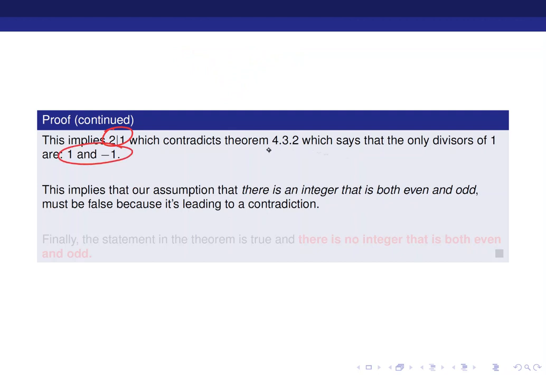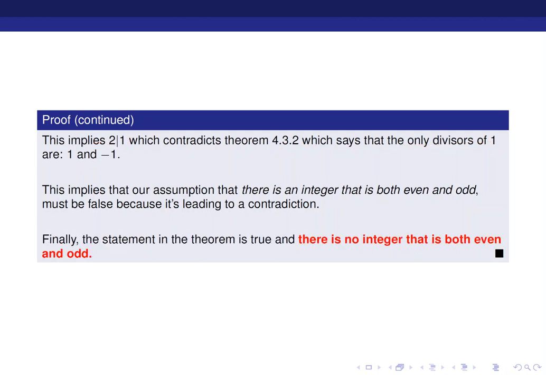Now, in the previous section, in section 4.3, I did not prove this. I just told you that the proof is in the book, but we didn't actually prove it. So I would advise you to look at the proof if you haven't. But the proof basically shows that the only divisors of 1 are 1 and negative 1. 2 is not in there, which means that our assumption that there is an integer that is both even and odd must be false. It's leading to a contradiction, which means that the statement of the theorem must be true.